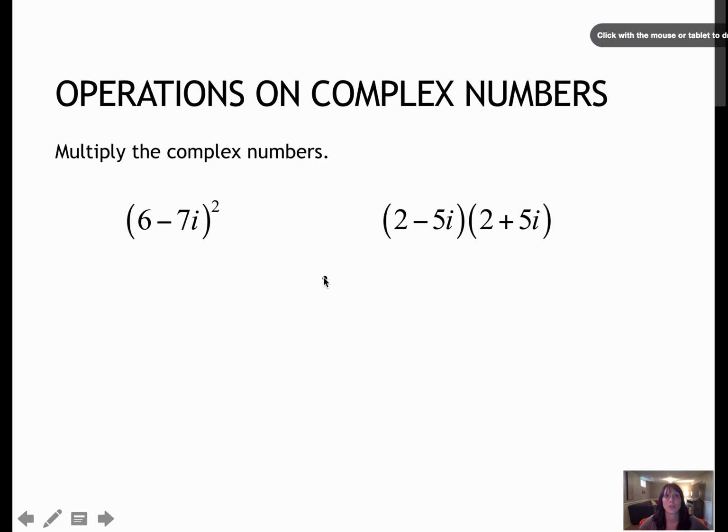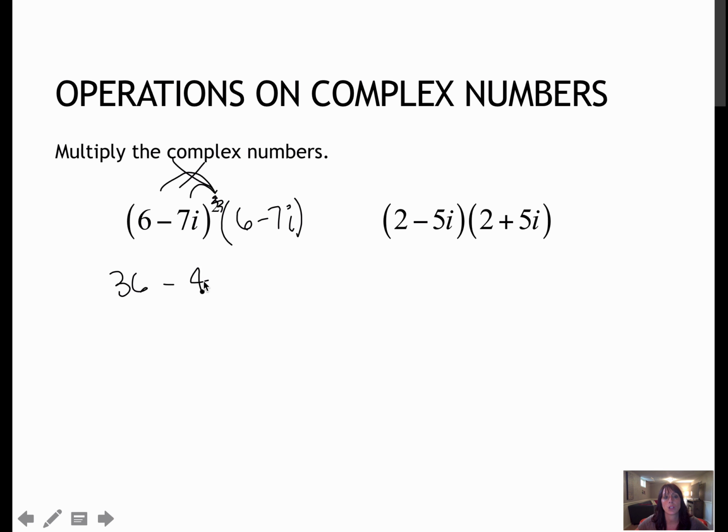Here are a couple more special case multiplication scenarios. When I have something squared, remember I can't just square each one. That's not okay. I have to actually write it 2 times and FOIL it out. So that would give me 36 minus 42i minus 42i plus 49i squared. And of course, whenever I deal with an i squared, I know that's a negative 1. So this all turns into negative 49. Combining 36 and negative 49 gives me negative 13. Combining these two values gives me negative 84i.